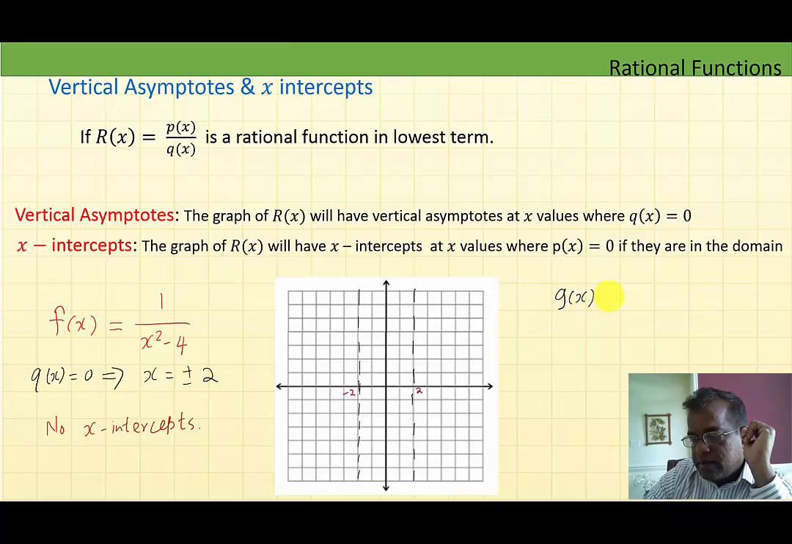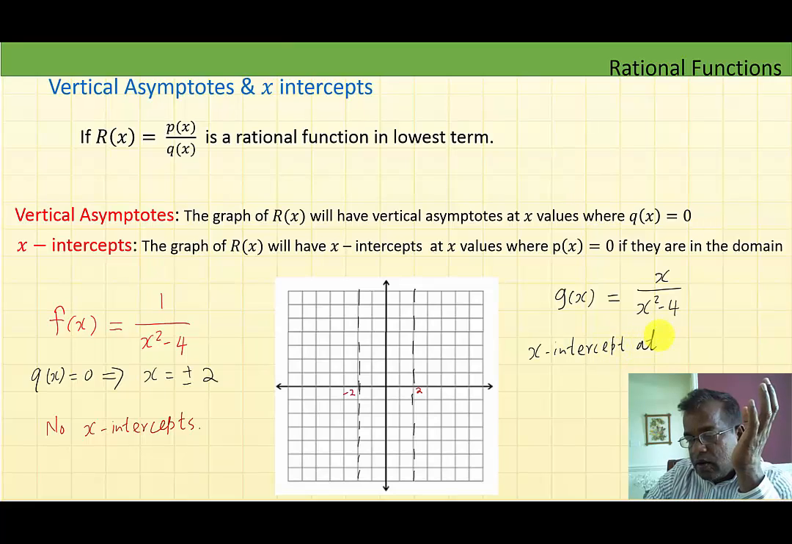g(x) is equal to x over x squared minus 4. Again, for this rational function, the denominator is equal to 0 at -2 and 2. The graph of this function also has two vertical asymptotes at -2 and 2. What about x-intercepts? The numerator is going to be 0 when x is equal to 0. So this has an x-intercept at 0, or x equal to 0 is an x-intercept.